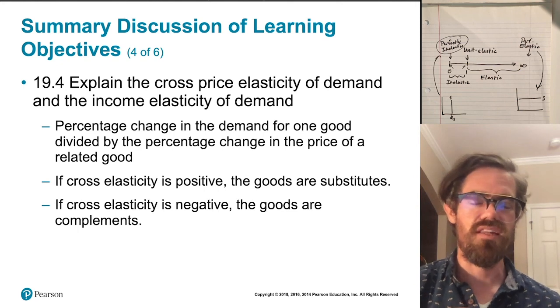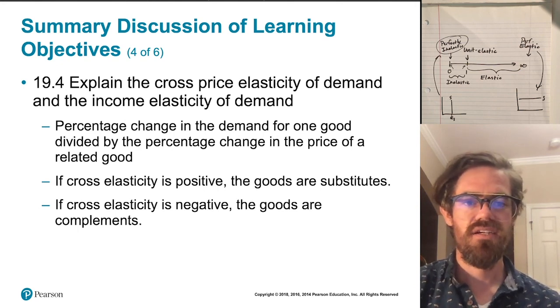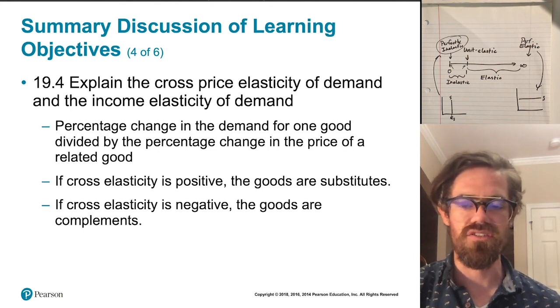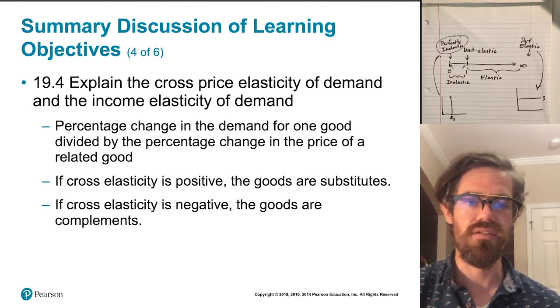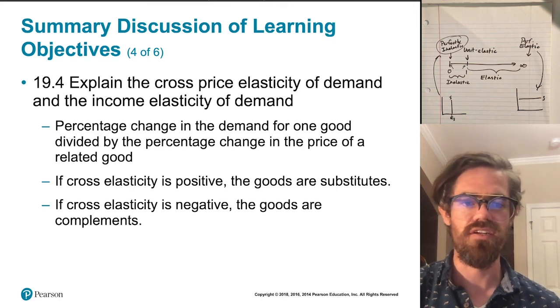And then we also saw that with income elasticity, although it's not in the slides, the sign is telling us whether the good is normal or inferior. So when the income elasticity of demand is positive, they're normal, and when it's negative, it's an inferior good.